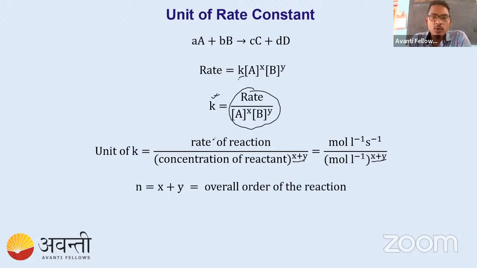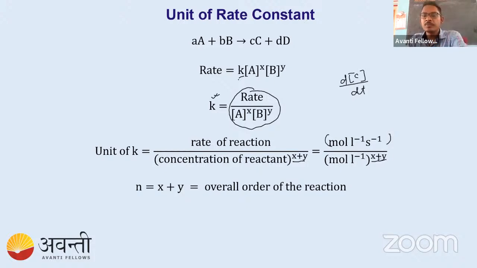So now let's find out the unit of K. Rate of reaction means change in concentration with respect to time. The unit of concentration is mole per liter, molarity, and time is second. So we can write the unit of the rate of the reaction as mole per liter per second. And in the denominator, concentration to the power X plus Y, that is N, and the unit of concentration is mole per liter to the power N.